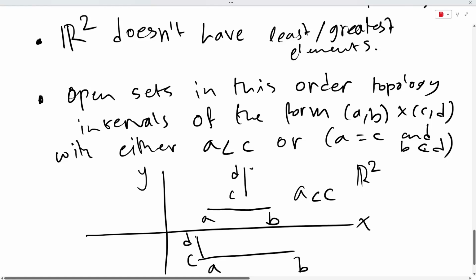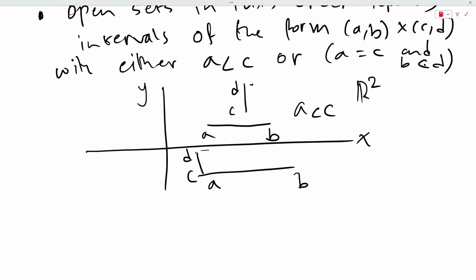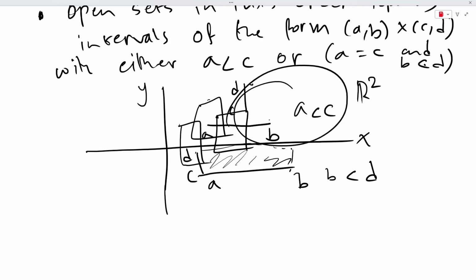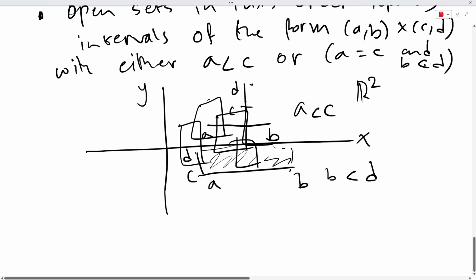So it's kind of like a rectangle here, like this. It's kind of like a rectangle, and B is also obviously less than D here. So using all rectangles of this form, like actual rectangles, since you saw in that first example that's not a rectangle, you can actually generate the topology for R². So that's the idea for that.